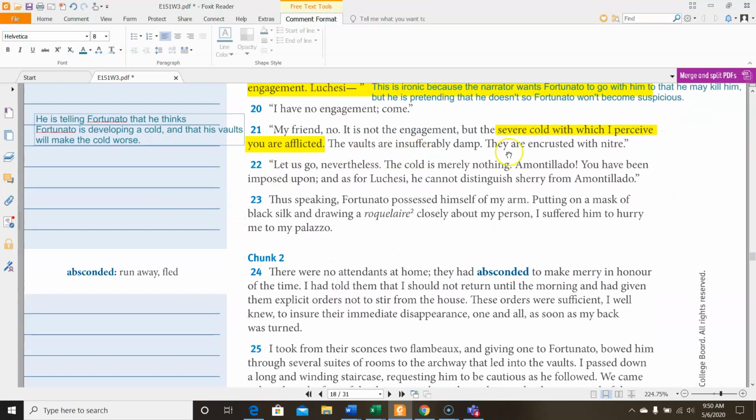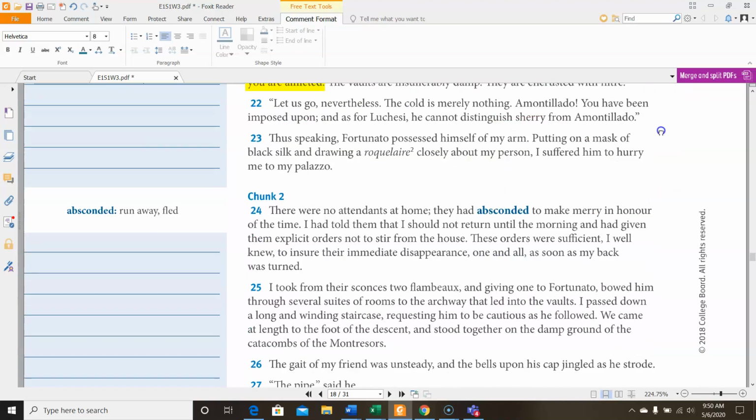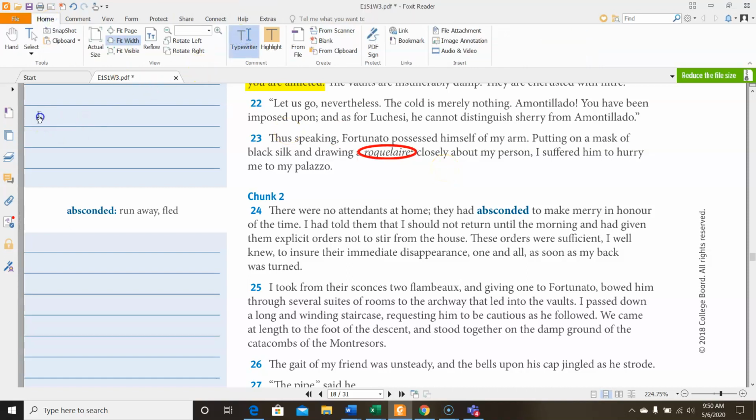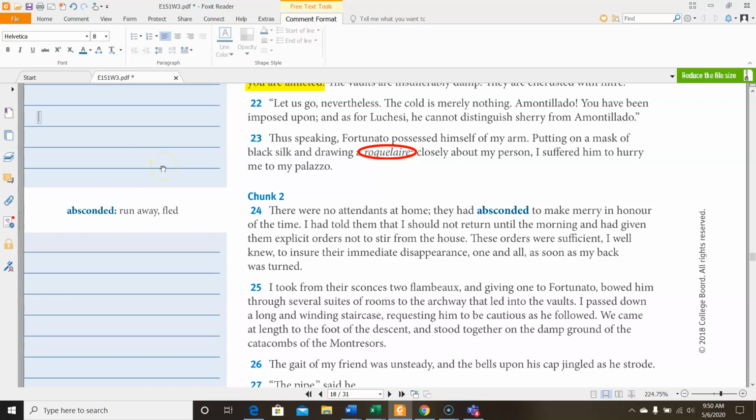Let us go, nevertheless. The cold is merely nothing. Amontillado, you have been imposed upon. And as for Lucchesi, he cannot distinguish sherry from Amontillado. So this is another example of Fortunato's pride. Thus speaking, Fortunato possessed himself of my arm. Putting on a mask of black silk and drawing a roquelaire closely about my person, I suffered him to hurry me to my palazzo. So here, he is putting on a cape and a black mask. But that doesn't seem unusual at all because it's basically in the middle of a party where everybody dresses up.